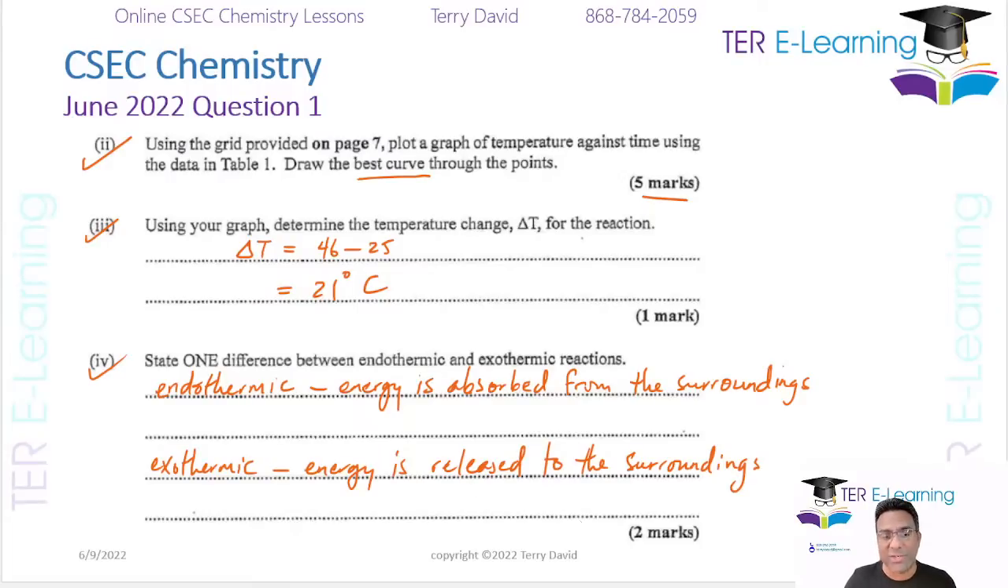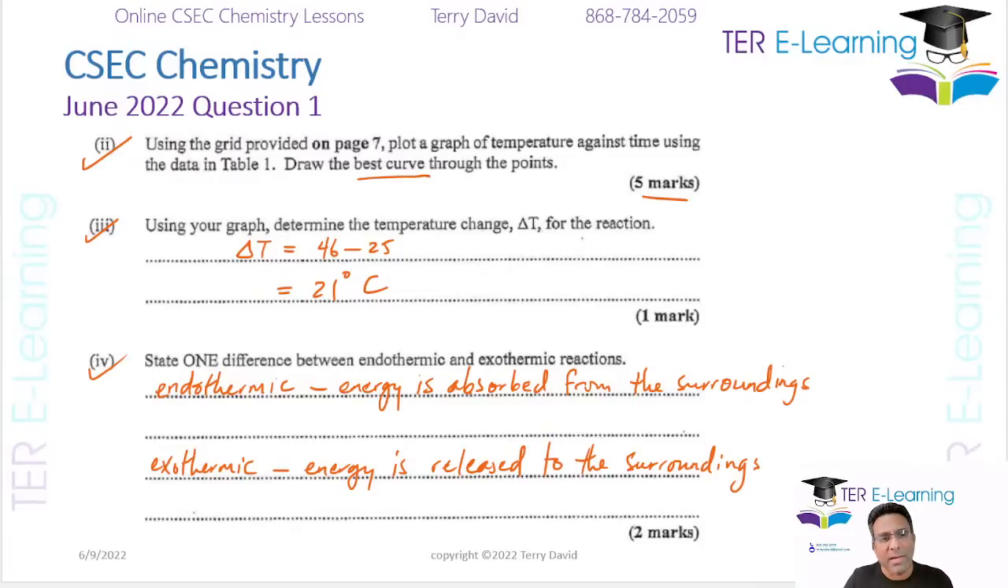If you had a reaction taking place in a test tube and you were to hold the test tube, your hand is going to feel cold, or the test tube is going to feel cool because it's absorbing energy from your hand. There's a temperature drop for an endothermic reaction. In an exothermic reaction, energy is released, there's an increase in temperature.